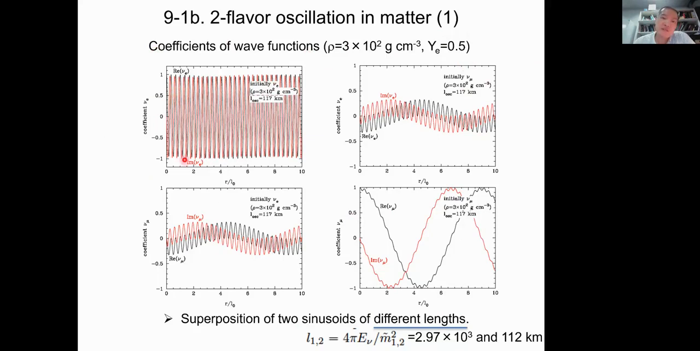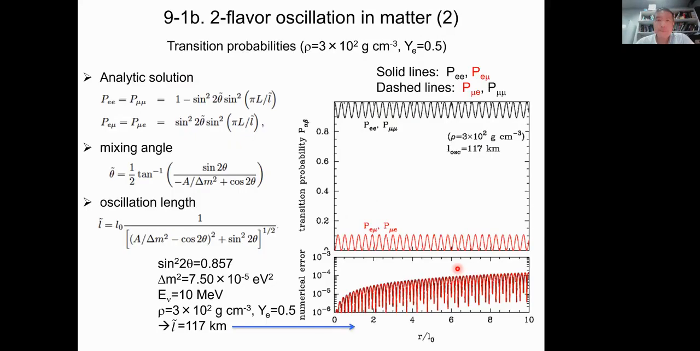The coefficient of the wave function is described by the superposition of two sinusoids of different lengths. In this case, the scales are this one and this one. And again, this is showing the transition probability for this density and electron mole fraction case. In the flavor transition probability, we have a typical period that corresponds to the oscillation length in matter. In this case, L tilde is 100 km. So, oscillation length depends on the electron number density.